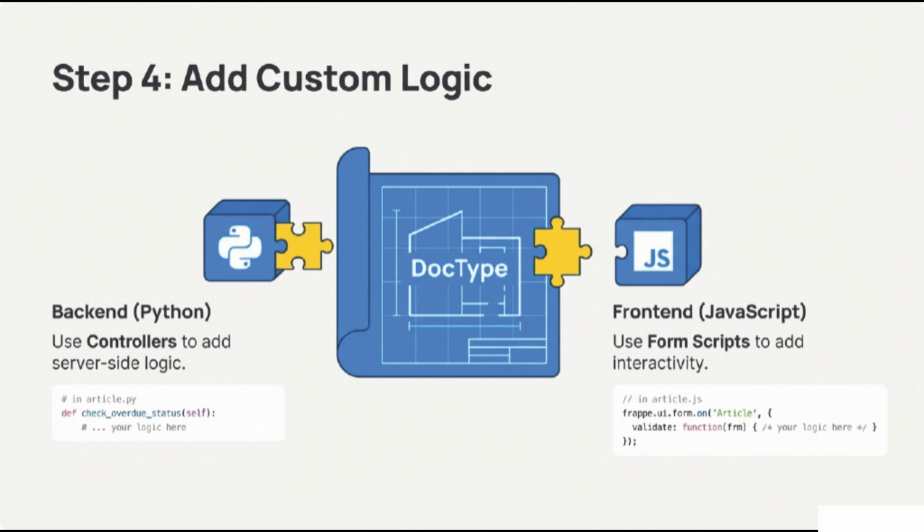But Code India is about coding, not just configuration. Step 4 is adding custom logic. We can extend this using standard code. On the back end, we use Python controllers. For example, in article.py, we can write a function to check overdue status. On the front end, we use JavaScript form scripts. In article.js, we can write validation logic that triggers when the form saves.